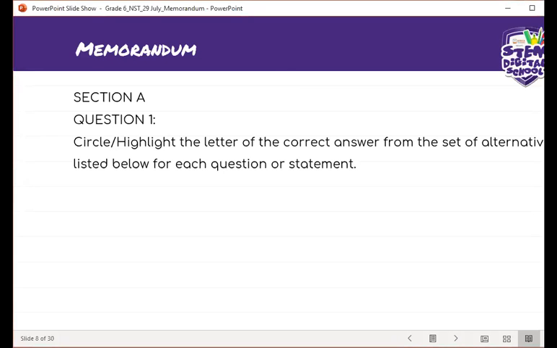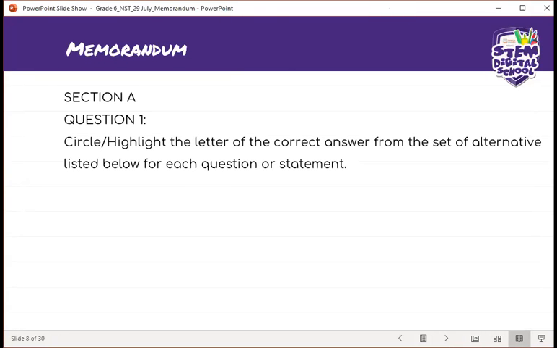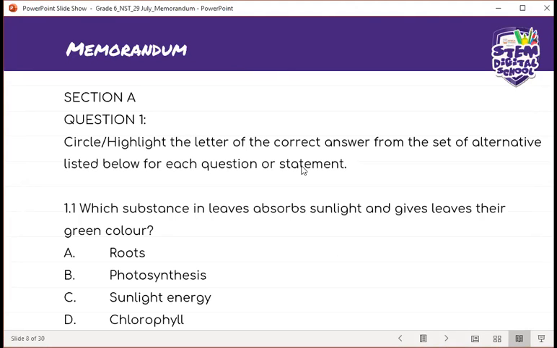So we had section A, which was a multiple choice question. It said circle or highlight the letter of the correct answer from the set of alternative choices listed below for each question or statement. It was 1 mark for each question. The first question read, which substance in leaves absorbs sunlight and gives leaves their green color? Most of us here got it correct, those of you who sent it. And the answer was chlorophyll.